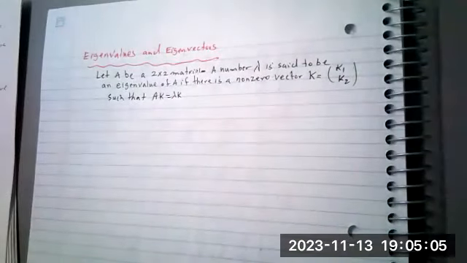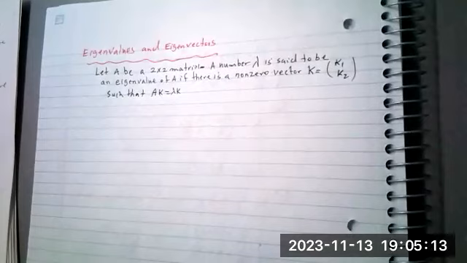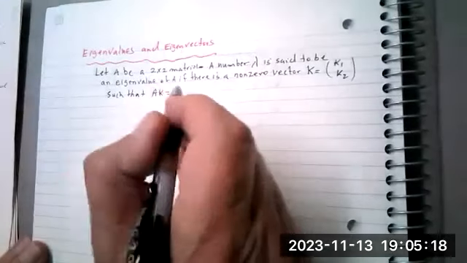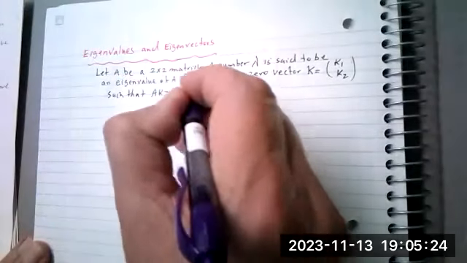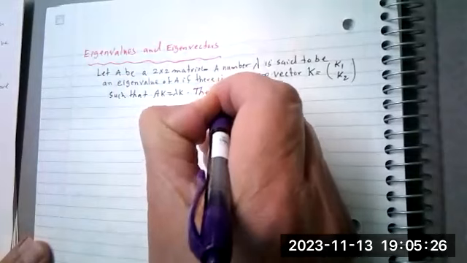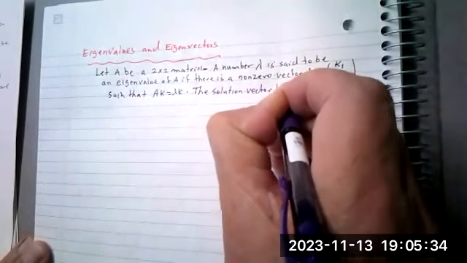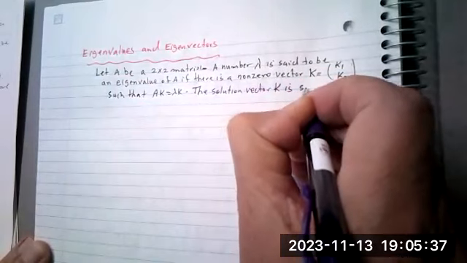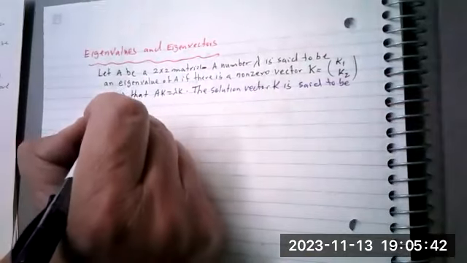This means you have this vector, and the operation you do with the matrix is simply a scalar multiple of K. If this is the case, then we call K the solution vector, the solution vector that satisfies this condition. The solution vector K is said to be an eigenvector.